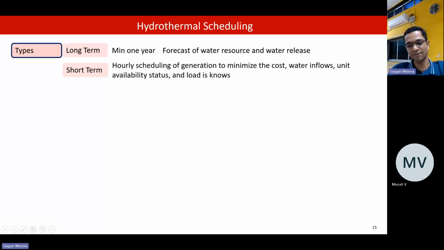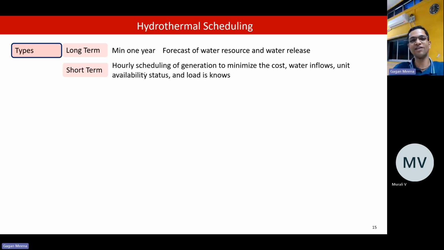Sometimes some units are on maintenance, and depending upon how much water is to be released, considering all the parameters, the unit availability is also known. This can even be uncertain because sometimes, even when a unit is being used, there can be some fault. We call them forced outages. There can be a forced outage, and that is uncertain. But here we are not considering that forced outage. We are considering the planned outages.